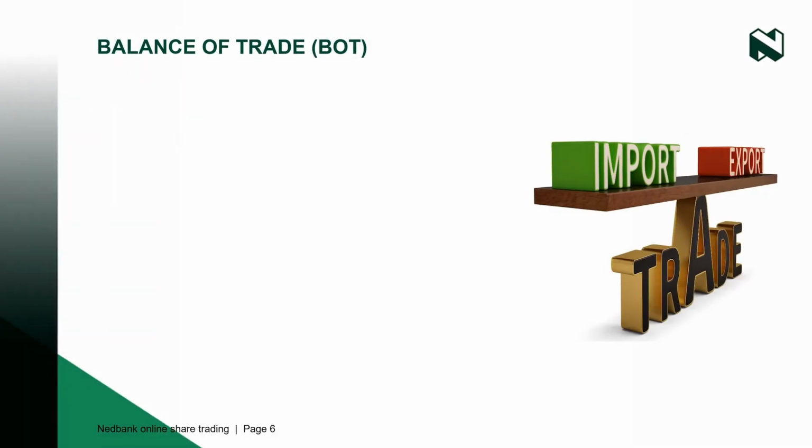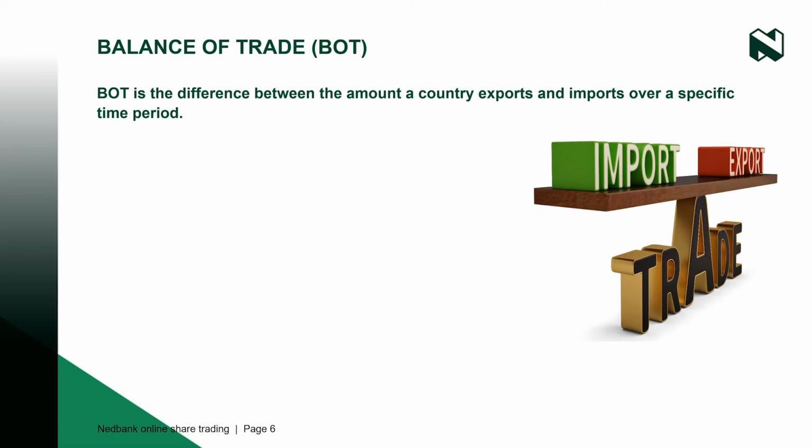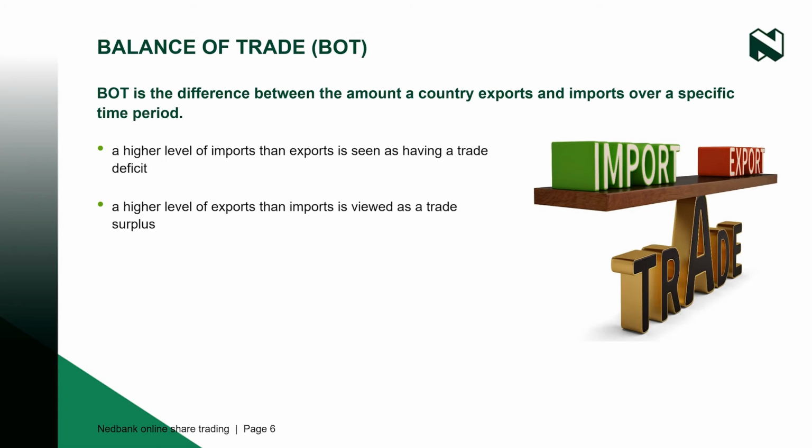Balance of Trade, or BOT. BOT is the difference between the amount a country exports and imports over a given period. A country that has a higher level of imports than exports in terms of value is seen as having a trade deficit, and a country with a higher level of exports than imports has a trade surplus.